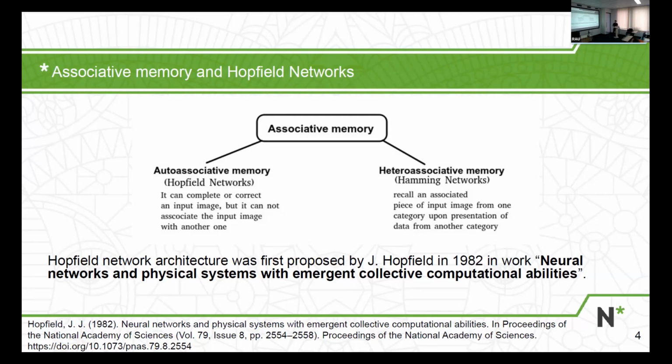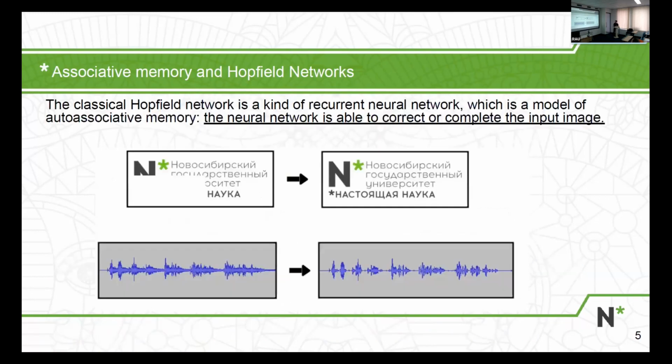A neural net model of auto-associative memory was proposed by John Hopfield in 1987, and it was a kind of recurrent neural network which could recover the whole image from its fragment. For example, if it was a real image, a picture, it could recover it from an input fragment.